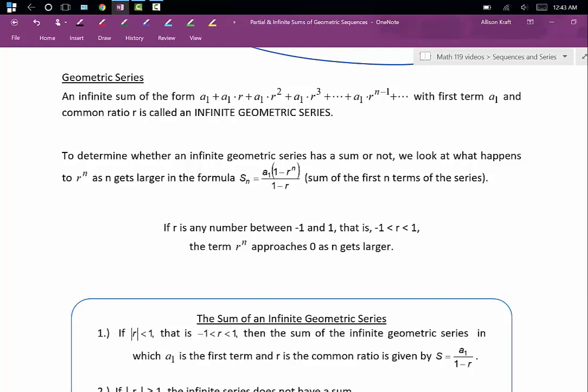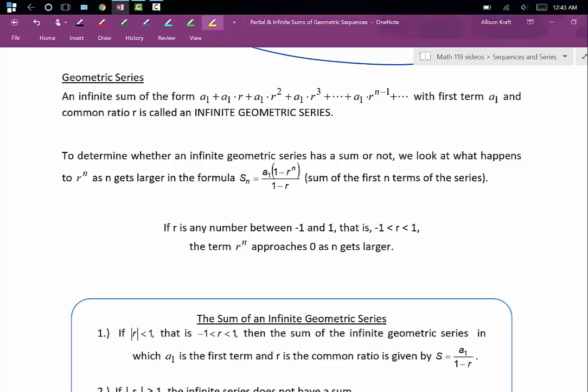To determine whether an infinite geometric series actually has a sum or not, we have to look at r to the n power as n gets large in our partial sum formula. See, some of the infinite geometric series are going to have sums and some of them are not.